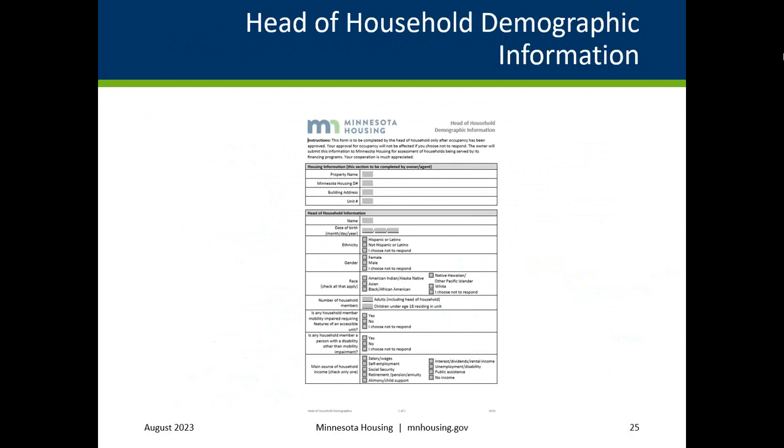Retain the initial occupancy statement by tenant form, the Government Data Practices Act disclosure statement with the applicable attachments, and the head of household demographic information form in the tenant file, along with the resident application, lease addenda, and any other documentation you require for resident screening and other purposes. Data from completed forms will be needed for reporting to Minnesota Housing. Do not submit the forms to Minnesota Housing unless requested.